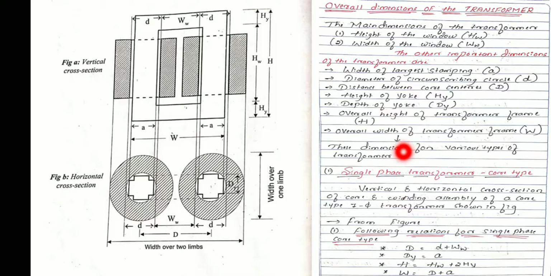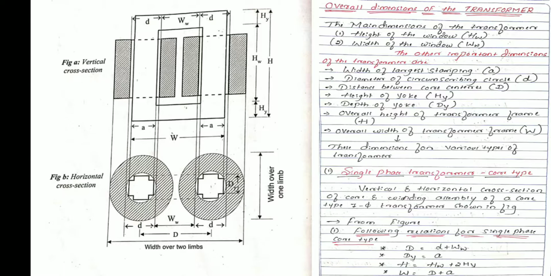So first, in the core type there are two. The first one I will consider as a single phase core type transformer, and the second one is a three phase core type transformer. In the core type: single phase, three phase, and in case of a shell type transformer, single phase shell type transformer also I am going to consider for determining these overall dimensions of the transformer itself. Okay, shall we start with the first, that is single phase core type transformer.